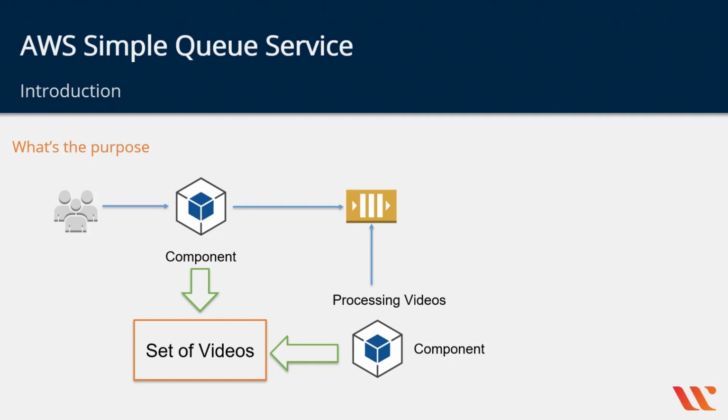And this is the entire idea of decoupling components of an application. And that's why you could use a queue service such as the AWS Simple Queue Service to decouple these different components of your application.